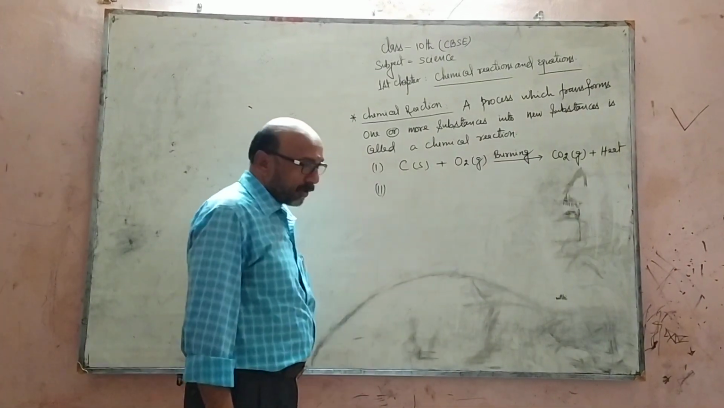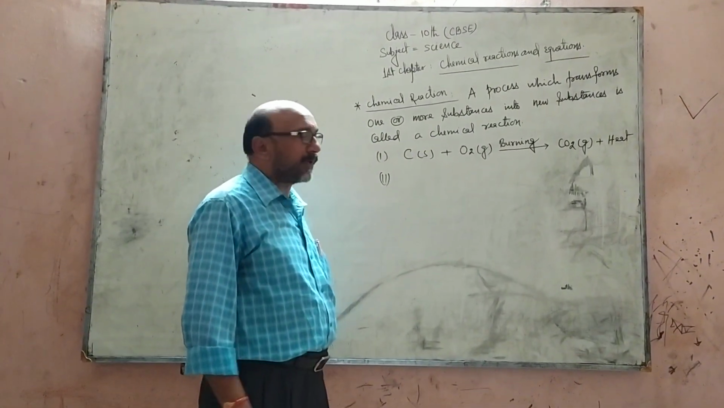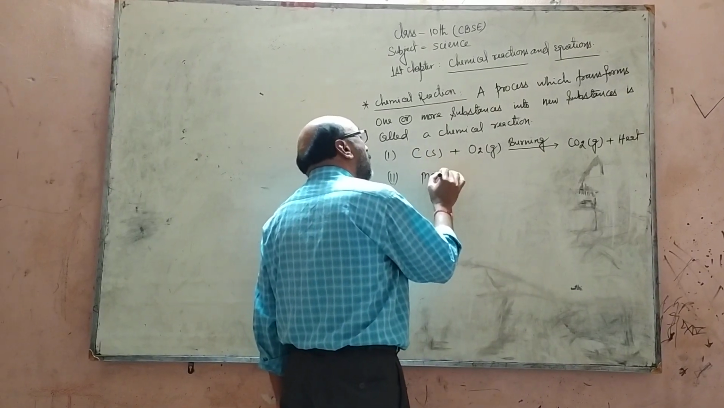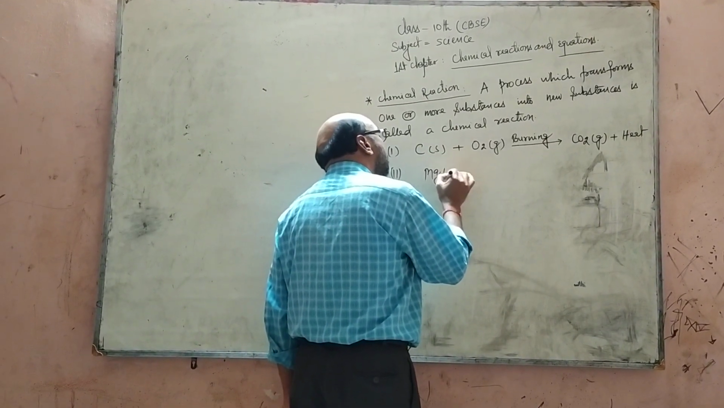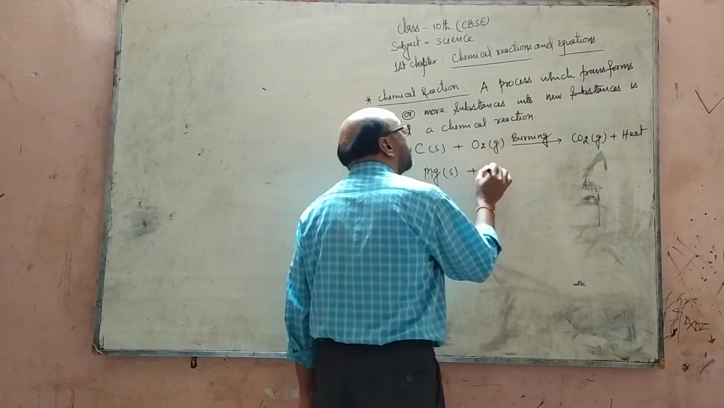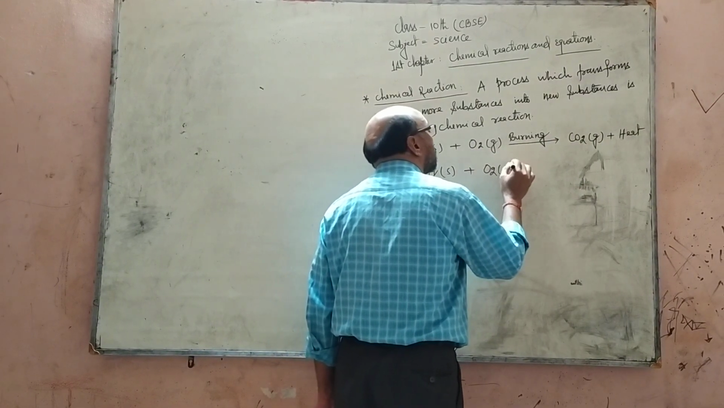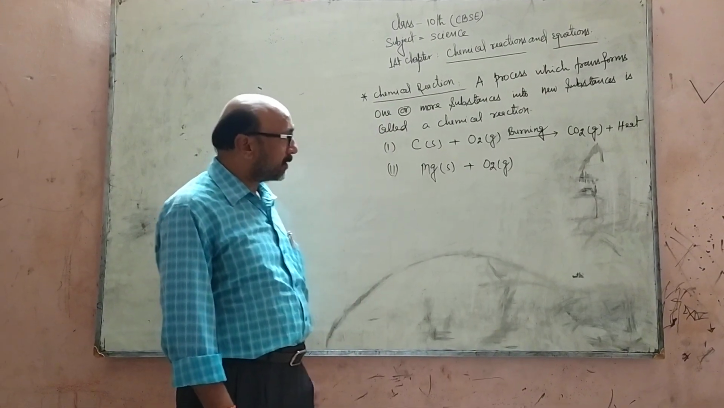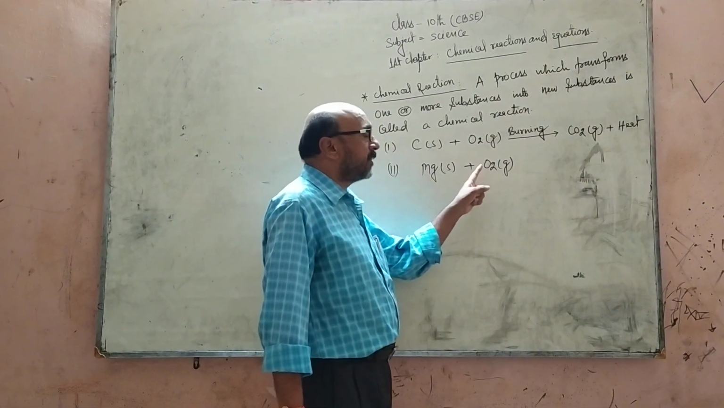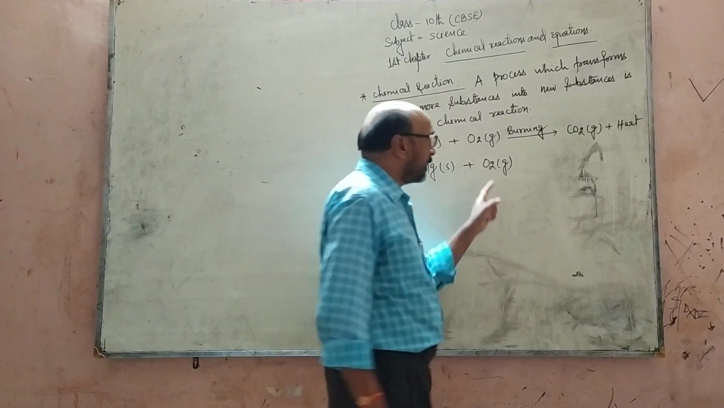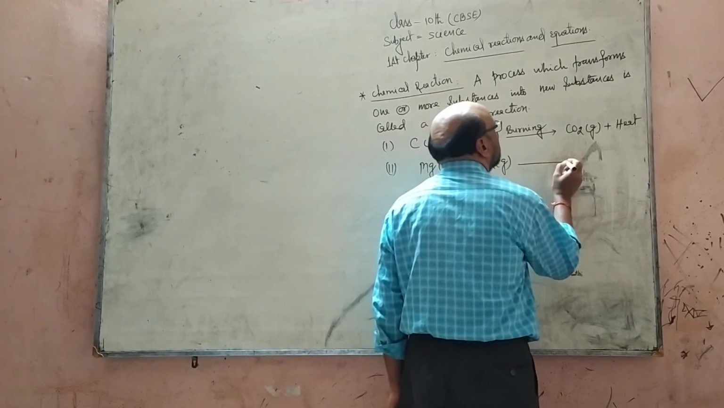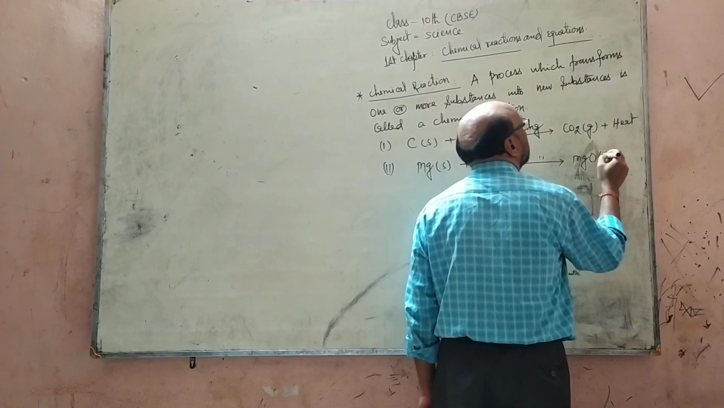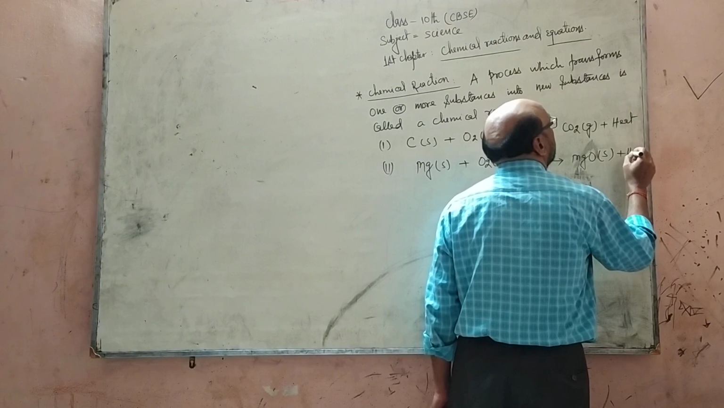Another example of chemical reaction we can take is the reaction between magnesium metal and oxygen gas. When a piece of magnesium ribbon is allowed to burn in air or react with oxygen, it gives magnesium oxide and heat is evolved.